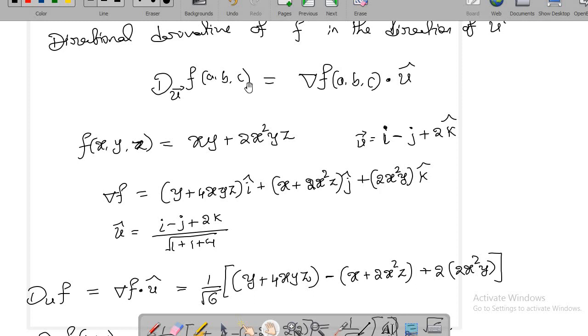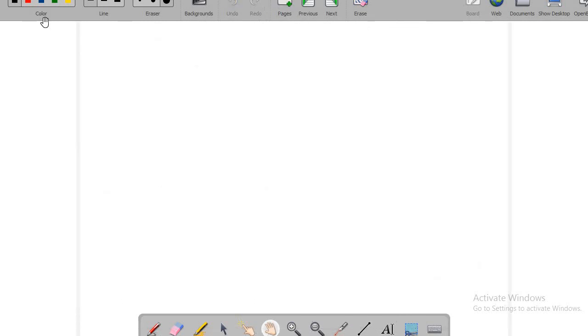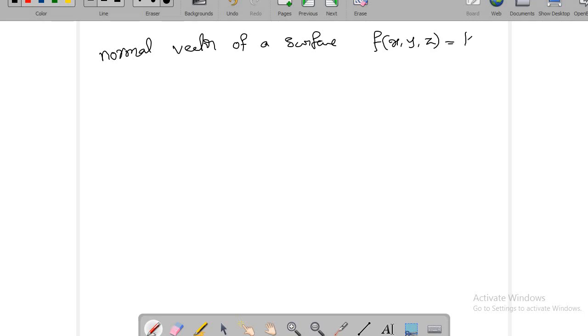And sometimes you may be asked to find directional derivative in the direction of normal vector. So let us see how to find normal vector using the gradient. Normal vector of a surface which is given by f of x, y, z equal to k. Let's assume that the surface equation is given by f of x, y, z equal to k. Or you can write it as z equal to, or sometimes we can write z as a function of x comma y. This is how also you can write. Okay, you express it in any way.